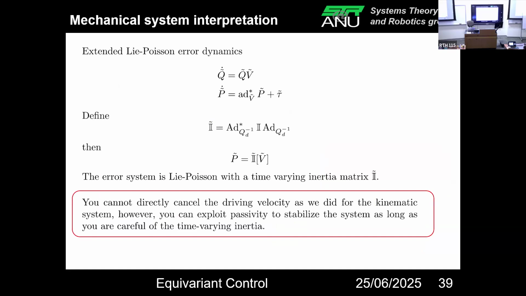So I'll give you a reference to the paper. So then you've got this relationship that P tilde is actually I tilde V tilde, and now it's a stabilization problem for a time-varying Lie-Poisson system, okay? So all we need to do is be able to stabilize a Lie-Poisson dynamical system, and worry about the time varying.